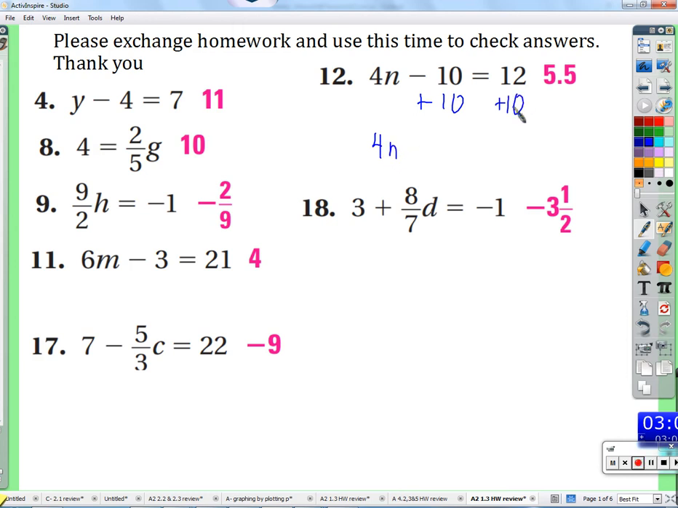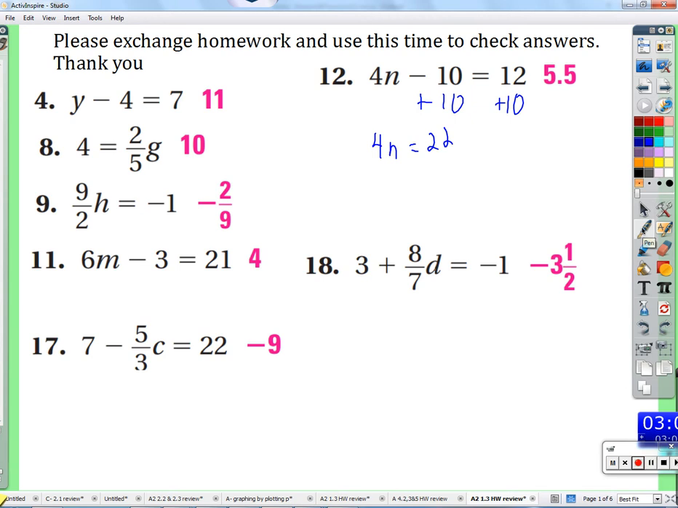12 plus 10 is 22. And what would you do to get n by itself? Divide by 4. 4n equals 22, so n equals 22 over 4 equals 11 over 2 equals 5.5.